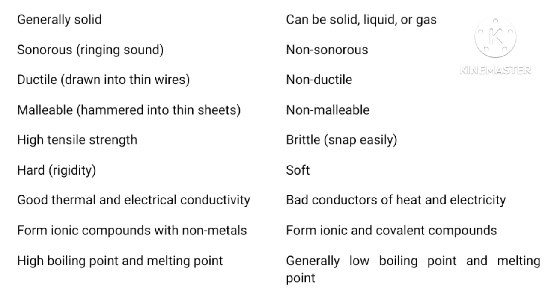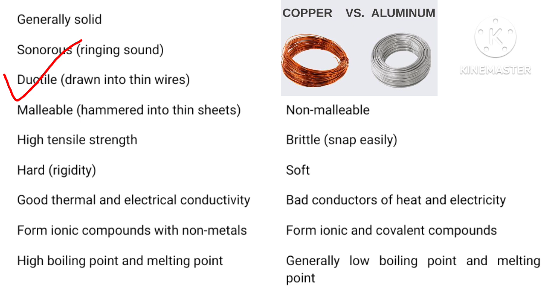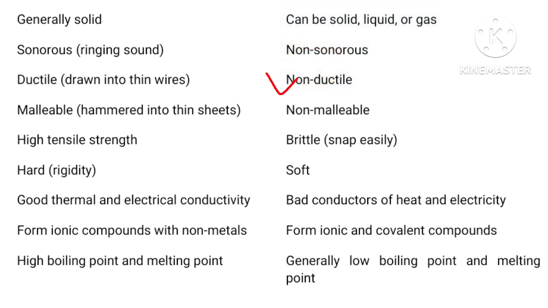One special property of metal is that they are ductile. They can be drawn into thin wires. As you can see on the screen, aluminium and copper wires are used at homes because of the property of metals being ductile, whereas non-metals are non-ductile.